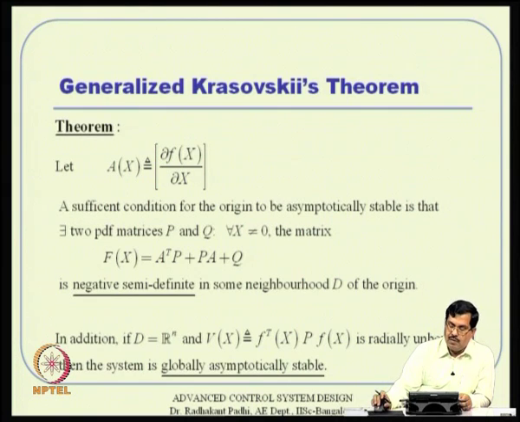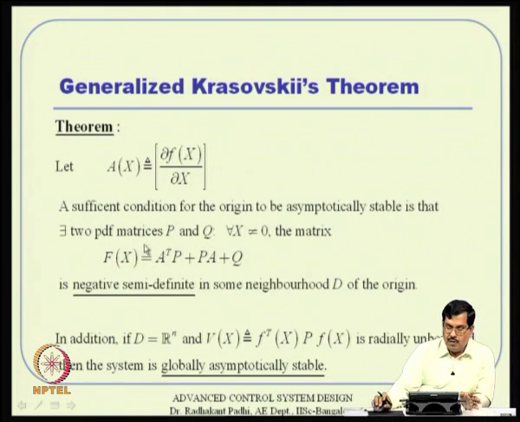Now, there is a generalized version of that, Krasovskii's theorem, which tells us that some sort of a Lyapunov equation expression will happen here. Let us see that. What it tells me is, let me evaluate this A of x, del f by del x anyway, and one more sufficient condition says that the origin is asymptotically stable if there exist two positive definite matrices P and Q such that for all x not equal to 0, the matrix with this expression, remember that in the Lyapunov equation this is equal to 0, but in general it is not equal to 0.